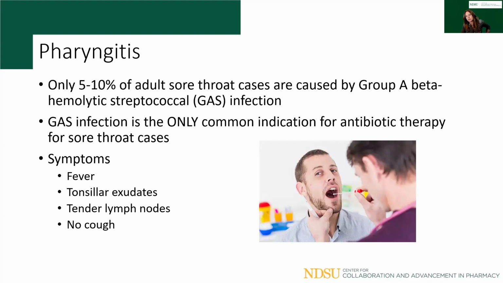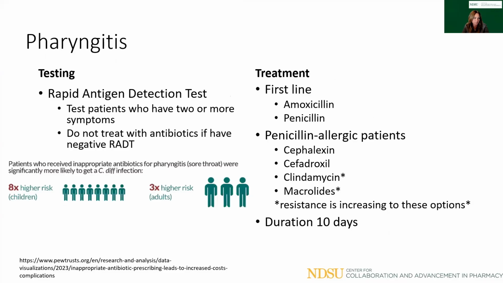The other thing that we talk about is laryngitis, and that's a sometimes antibiotic one as well. Only 5 to 10% of adult sore throat cases are actually caused by group A beta hemolytic strep. And that would be the only indication to give an antibiotic. Symptoms of laryngitis: fever, tonsillar exudates, tender lymph nodes, but no cough. That's a big thing here, that there isn't usually a cough with this one.